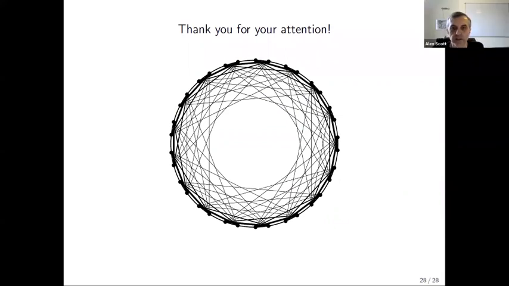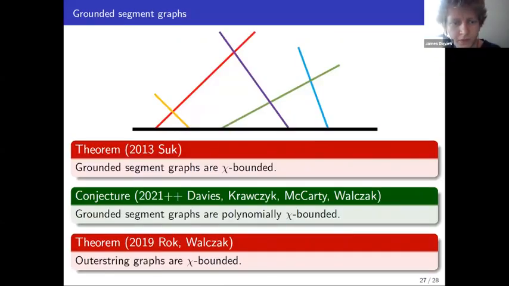Can I ask, for these last few classes, are there any lower bounds? Yeah, so up to grounded segments, the best known lower bound is still omega log omega. For outer string, you can do better and get omega plus 1 choose 2. So you can get a quadratic lower bound for outer string.